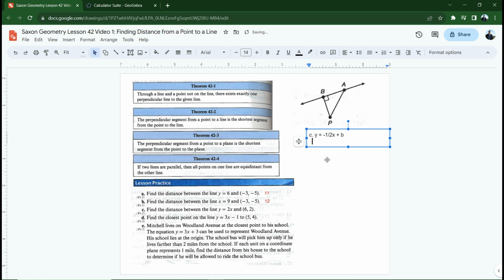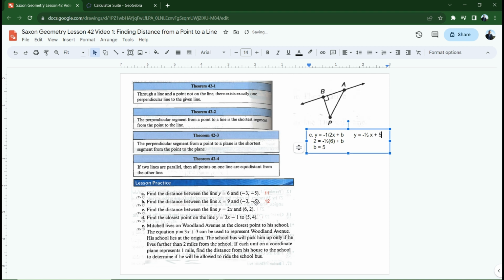Okay, I've got it in y-intercept form. I don't know what b is, but I do have a point that it passes through. It passes through 6, 2. So I'm going to plug in 2 for y equals -1/2 times 6 for x plus b. Well, -1/2 times 6 is -3. I'm going to add 3 to both sides. I get b equals 5. Okay, so I now have an equation of the perpendicular line that passes through the point 6, 2. My equation is y equals -1/2 x plus 5.